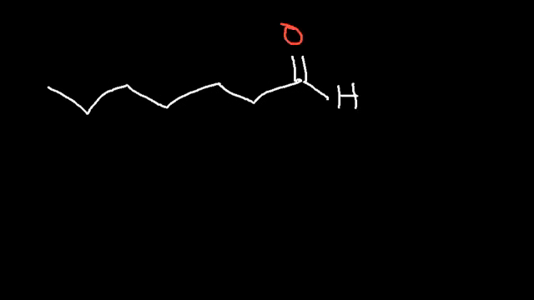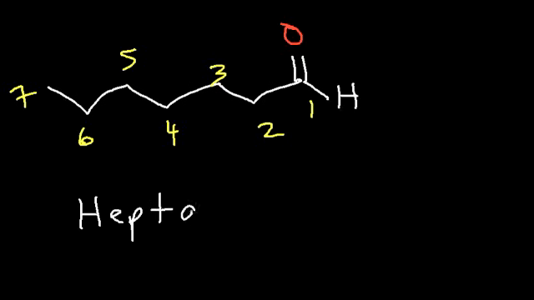So what about this one? What is the name of this particular aldehyde? If we count the carbons, we can see that we have a total of 7 carbons, which is associated with the name heptane, but we're going to add the suffix al, so it's going to be called heptanal.